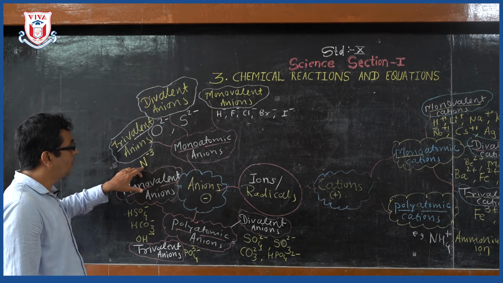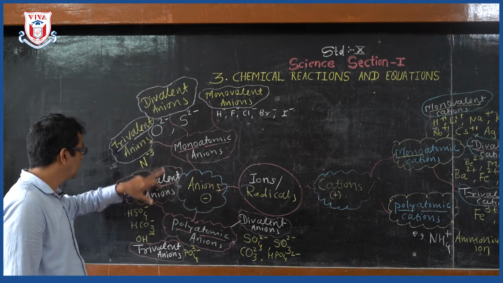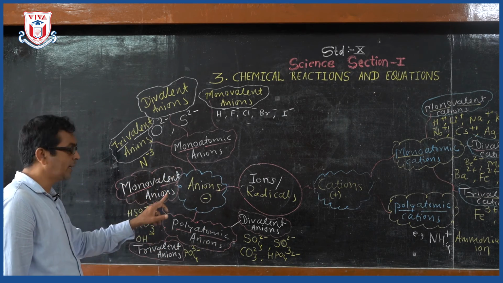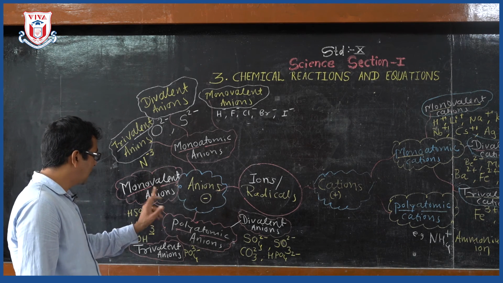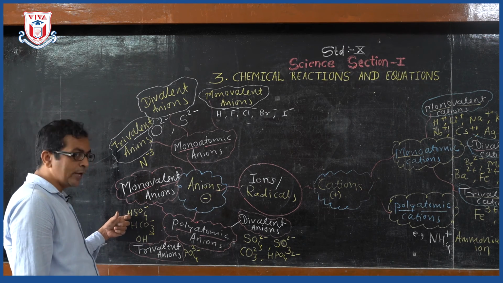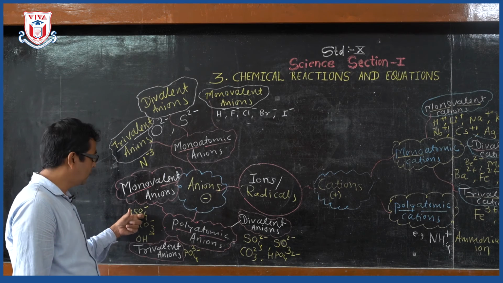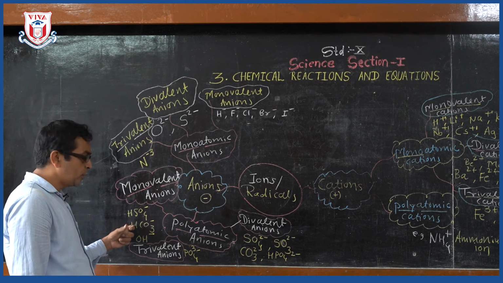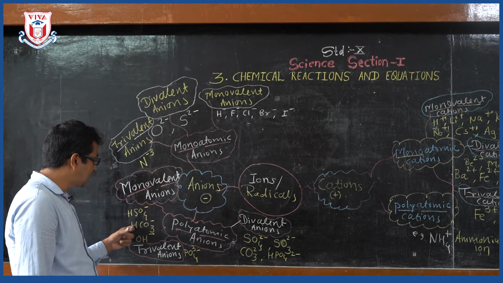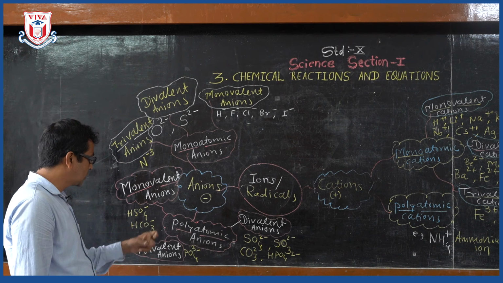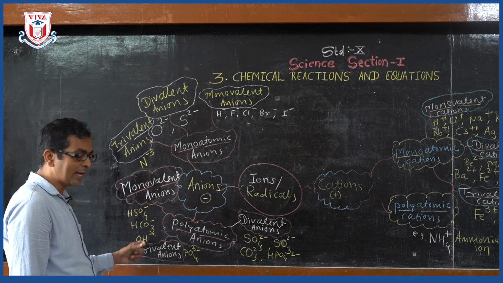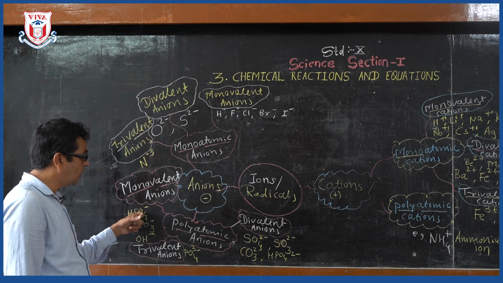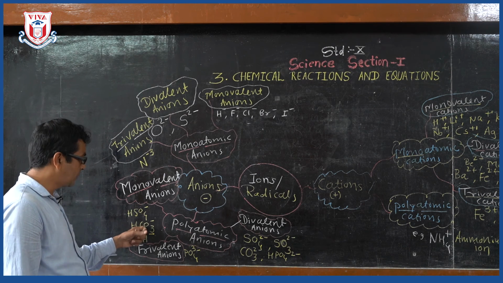Trivalent having valency 3. Then in polyatomic anions, again 3 types, first monovalent. Examples I wrote here: hydrogen sulfate, HSO4 minus, hydrogen carbonate, HCO3 minus, OH minus, that is the hydroxide ion. These are also read as bisulfate, or bicarbonate.